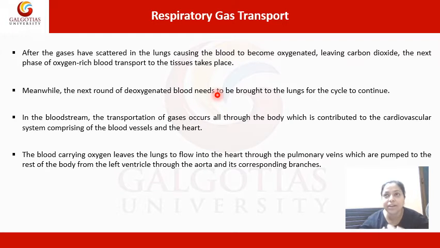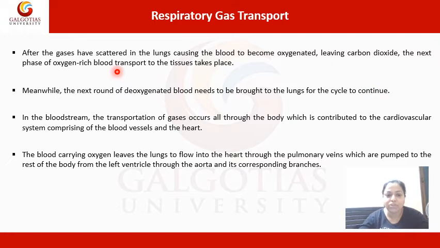The arteries carry blood out of the heart to the lungs. The lungs contain a mesh of capillaries where the oxygenation process takes place, and the oxygenated blood comes out of the lungs and is carried by the veins back to the heart. The gases diffuse in the lungs, causing the blood to become oxygenated and leaving carbon dioxide.